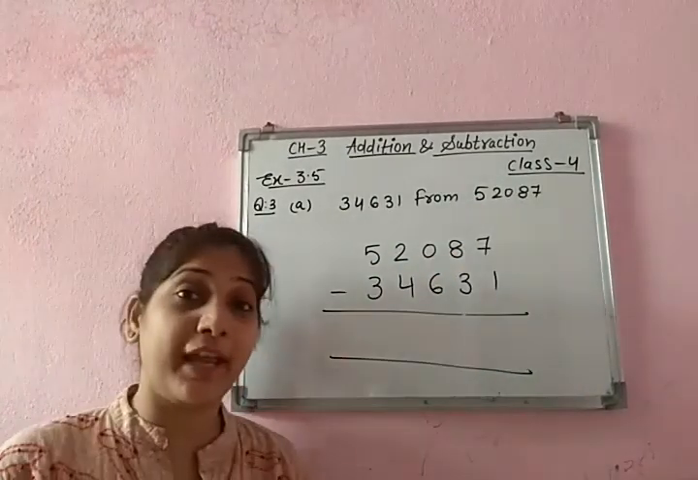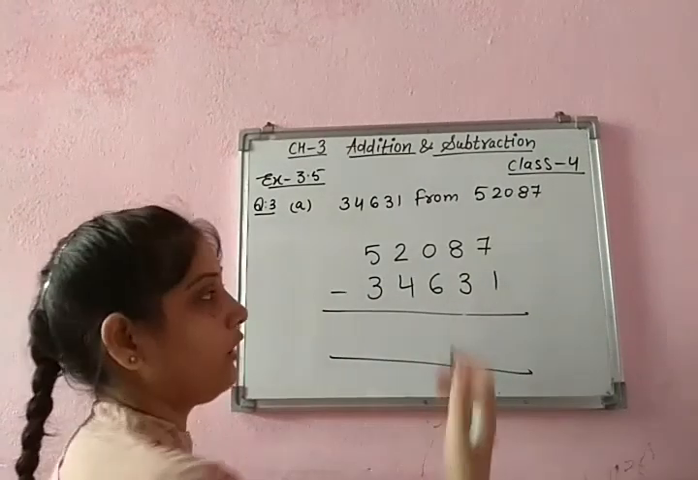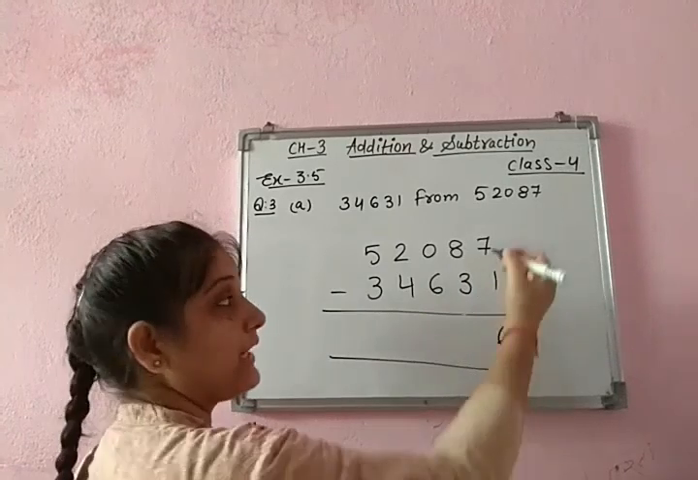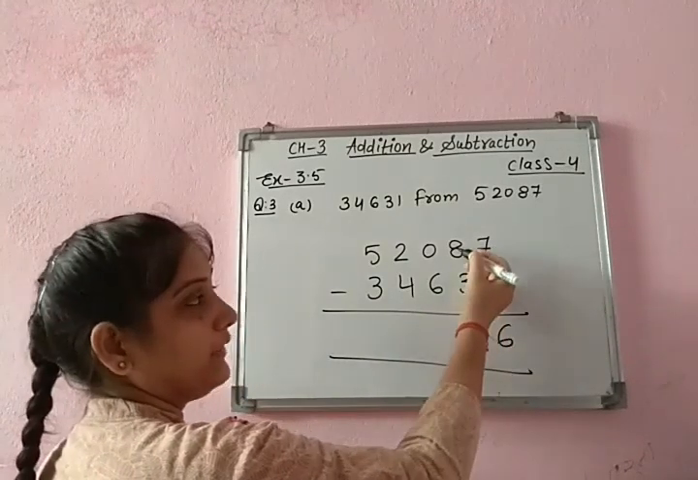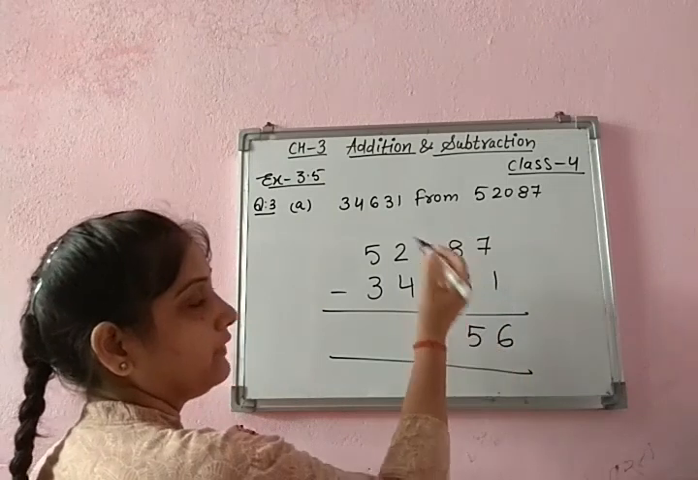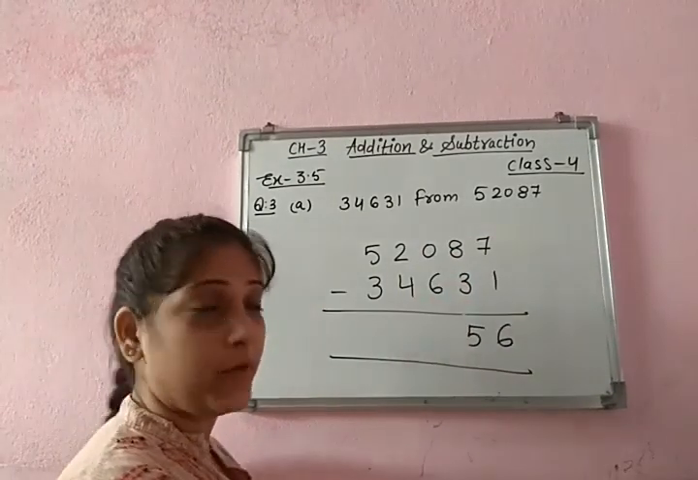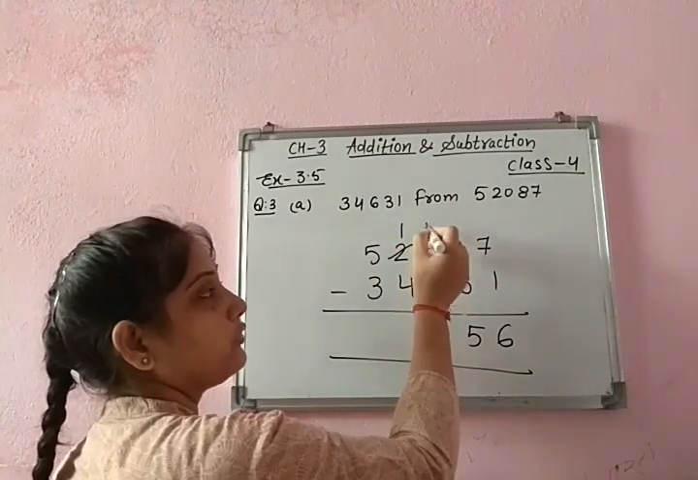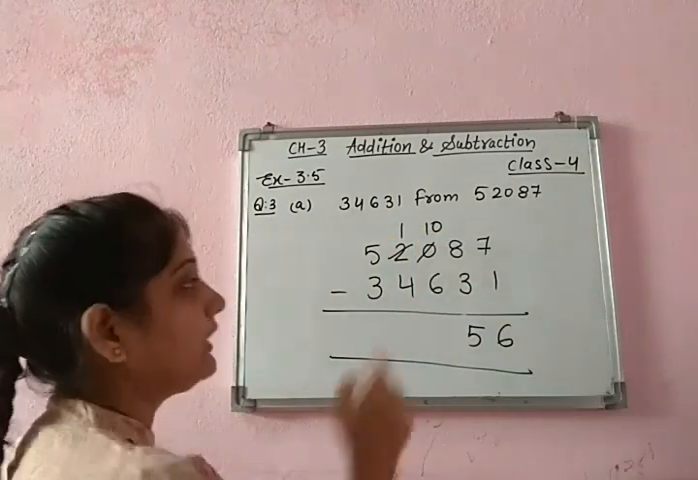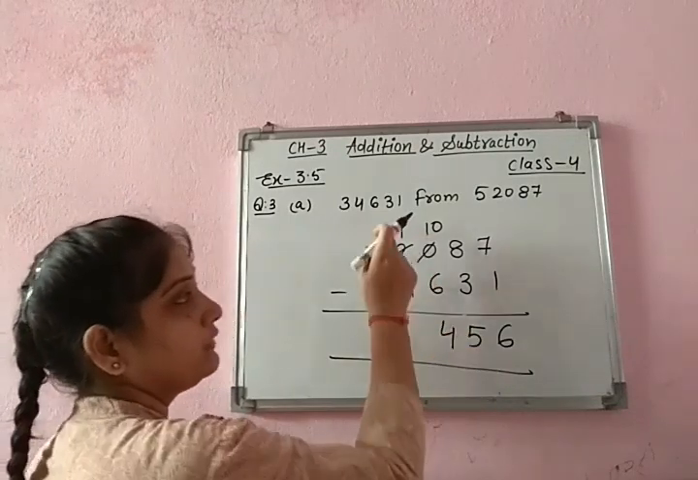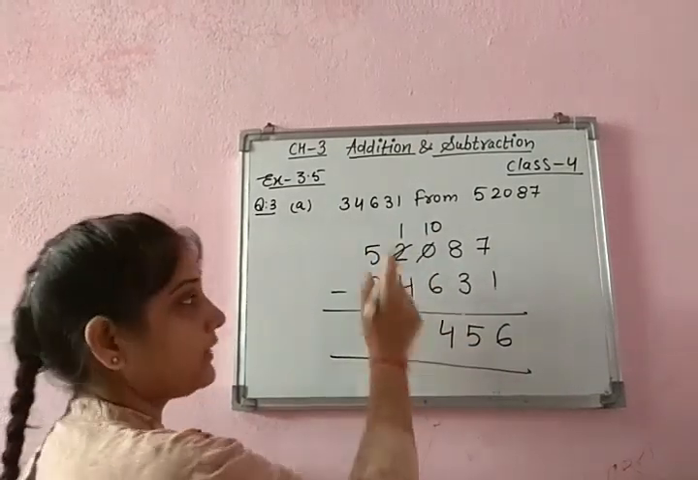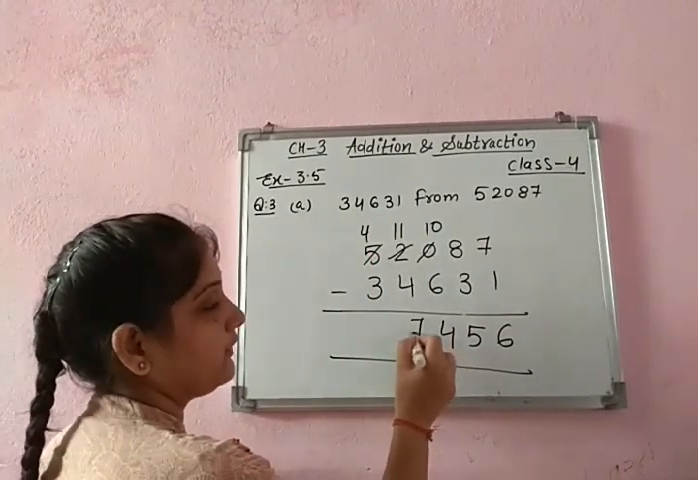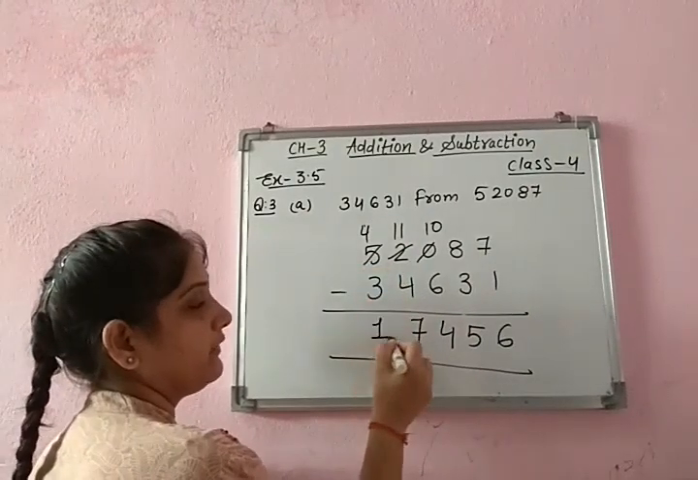Now we know how to subtract, as I told you. So let's see: 7 minus 1 is 6, because we can subtract the smaller from the bigger. Now 8 minus 3 is 5. Now 0 minus 6 is not possible, so we have to take a borrow. It will be 1, and when it gives the borrow to this it will become 10. So 10 minus 6 is 4. 1 minus 4 is again not possible, so make it 4 and this is 11. 11 minus 4 gives us 7, and 4 minus 3 gives us 1.